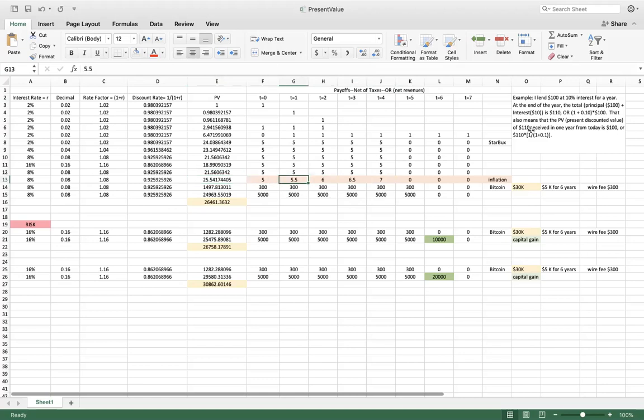Because a year from now, I no longer have to come up with $5 to get a Frappuccino. I've got to come up with $5.50. So that promise in dollar terms is worth more because it's covering that price increase.